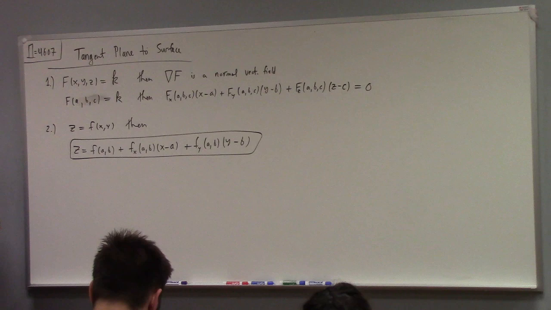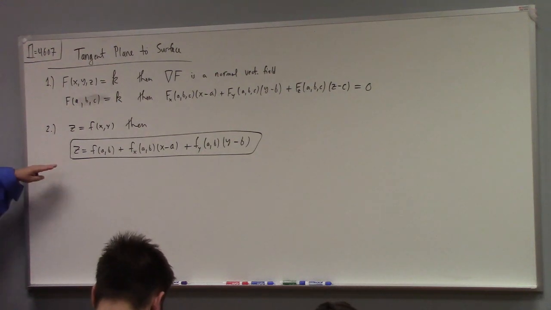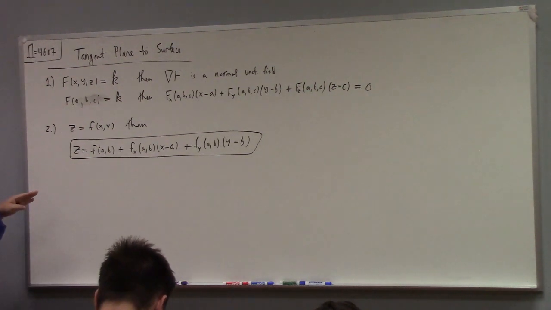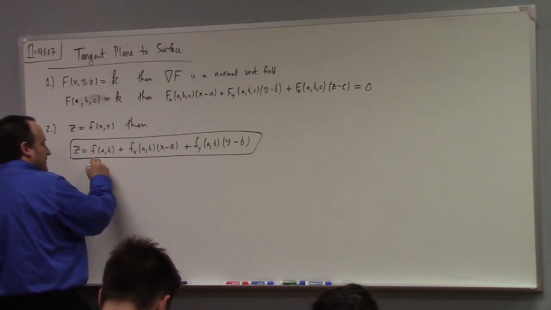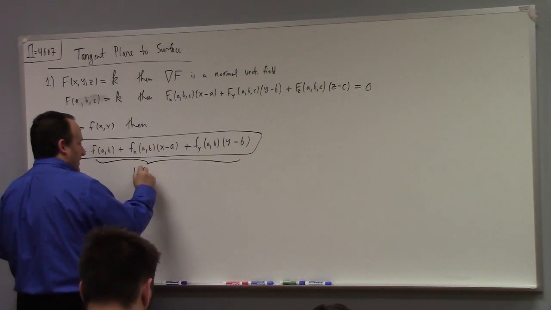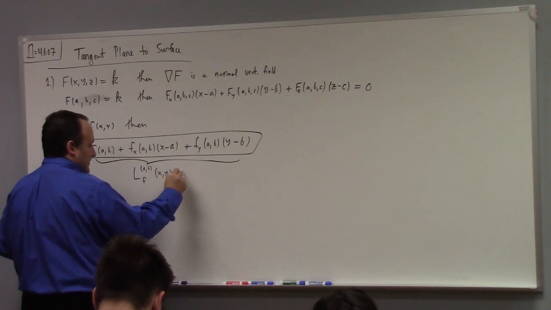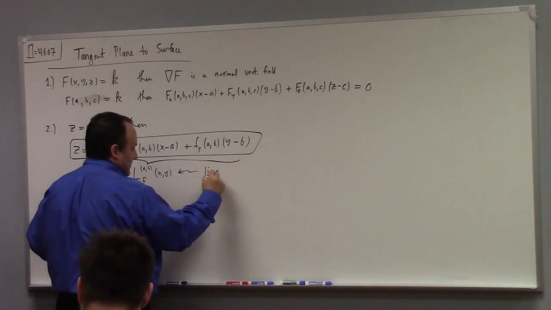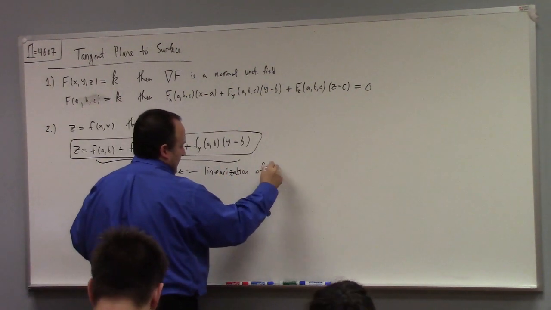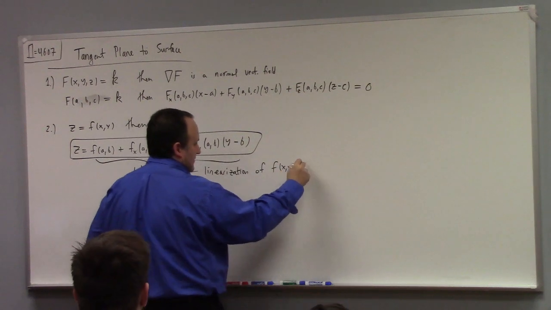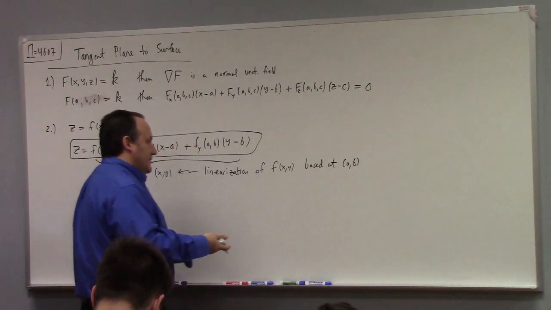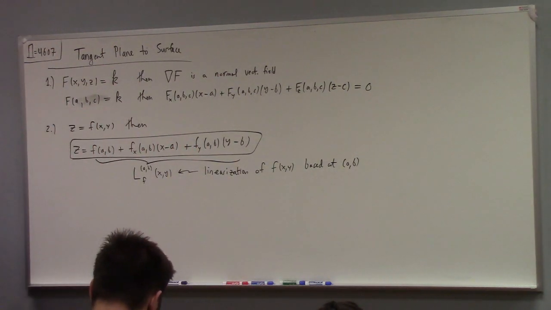And so for a graph, we can write the tangent plane as a graph, and technically speaking, this right here is the linearization of the function f of x, y at the point a comma b. All right, so this is the so-called linearization of f of x, y based at a, b. Just like in calculus 1, the tangent line is the graph of the linearization.